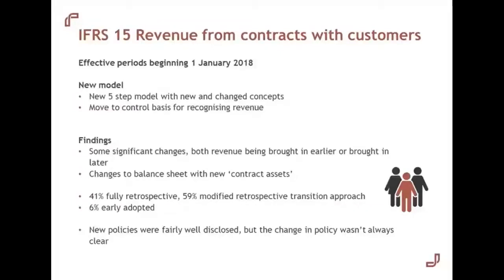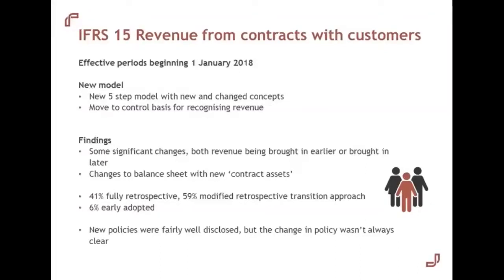And I noticed in this there were many companies which had very significant changes to revenue, although in both directions. In many cases revenue was being deferred, but in some cases revenue was being brought forward. There were also changes to the balance sheet to watch out for, with, say, the creation of these new contract assets instead of accrued income. Interestingly, for IFRS 15, there were quite a lot of people using the fully retrospective model, so restating their comparatives. 41% of the sample they looked at, compared to 59% using this modified retrospective approach. I suspect for IFRS 16, it will be even more using the modified retrospective approach. One or two of their sample actually early adopted the standard, and therefore there will be more information on those companies, I'm sure, coming through soon.